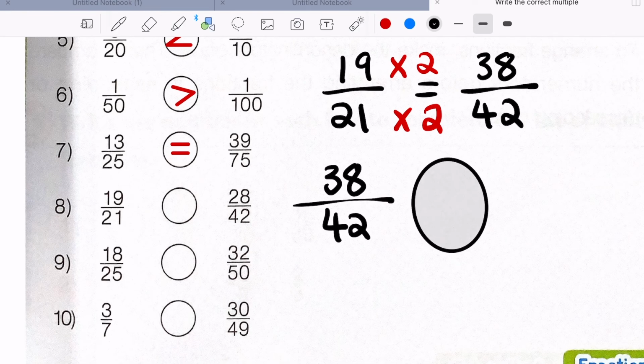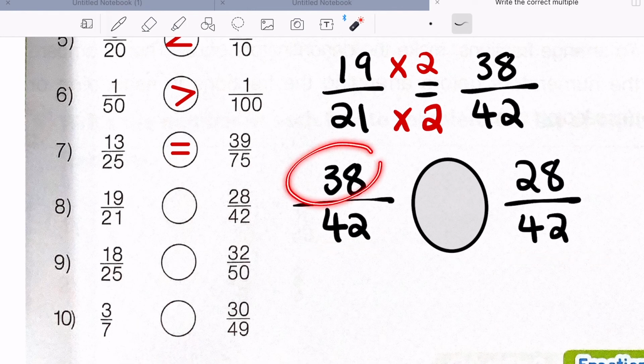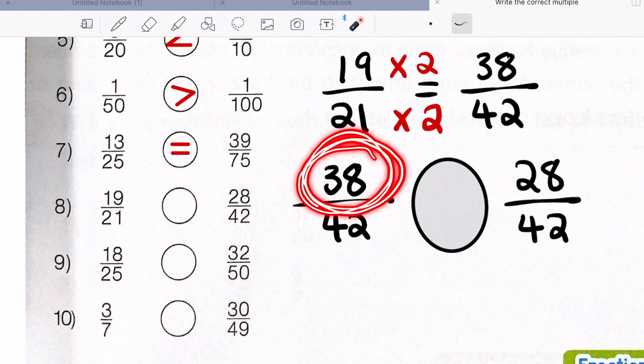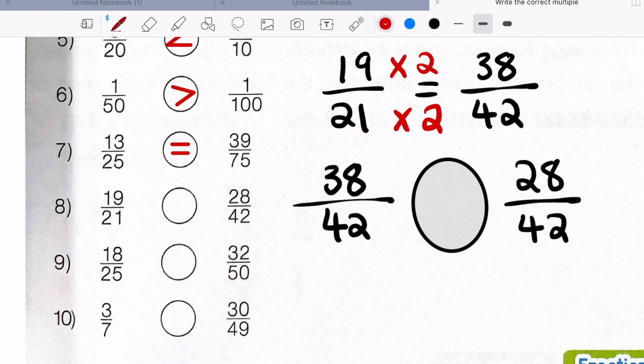Very good. So 38 over 42 compared to 28 over 42. Which one is bigger? Which one is smaller? Same denominator. 38 is bigger or 28 is bigger? You're correct. 38 is the bigger number. So we have to write it like this. 38/42 is bigger than 28/42. So we're going to write it like this. 19/21ths is bigger than 28/42. Just like that.